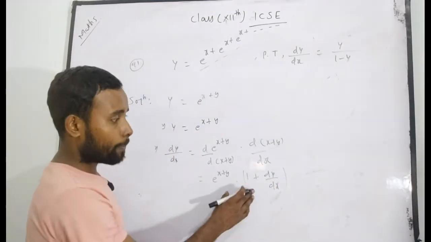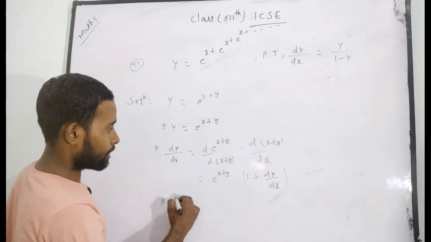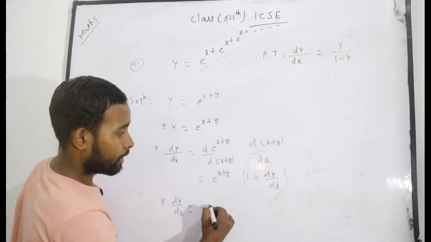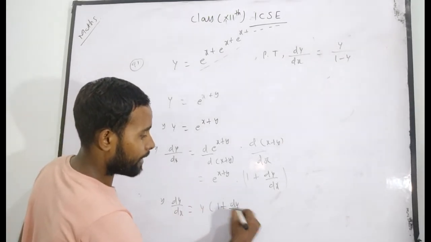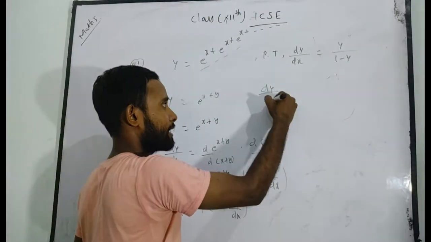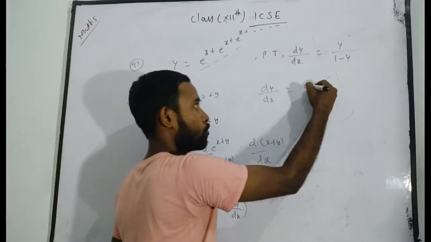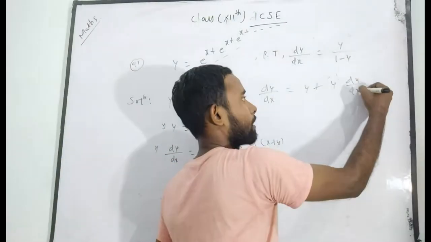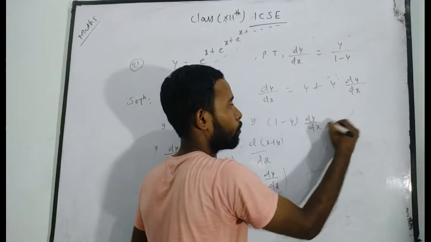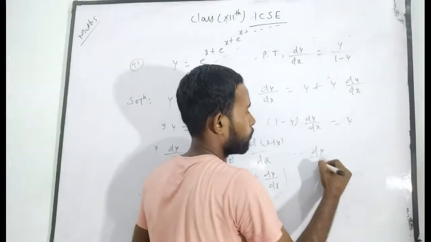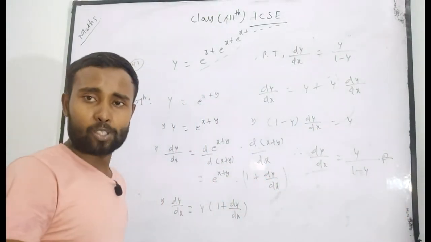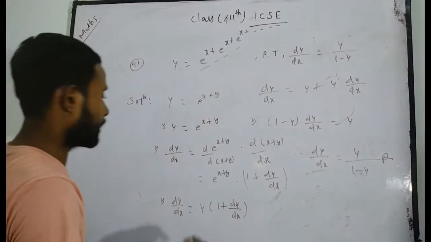Now the derivative is 1 plus dy/dx. So this is your dy/dx, and in the RHS you will again get y into 1 plus dy/dx. If you manipulate it, you will get in the LHS dy/dx, and in the RHS you will get y plus y into dy/dx. If you take this term to the LHS, you will get 1 minus y into dy/dx is equal to y. So dy/dx will be y upon 1 minus y. This is your answer to this question. I think you understand this question very easily.